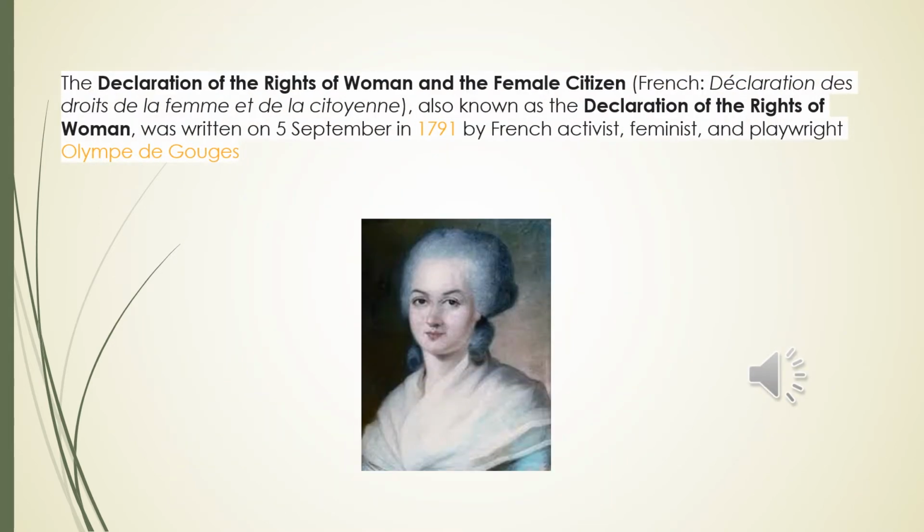This is Olympe de Gouges' declaration, written in response to the Declaration of the Rights of Man and of the Citizen. By publishing this document, de Gouges hoped to expose the failures of the French Revolution in the recognition of gender equality.